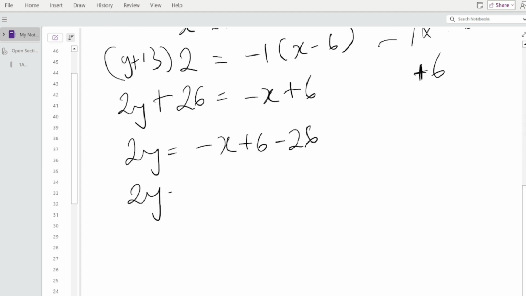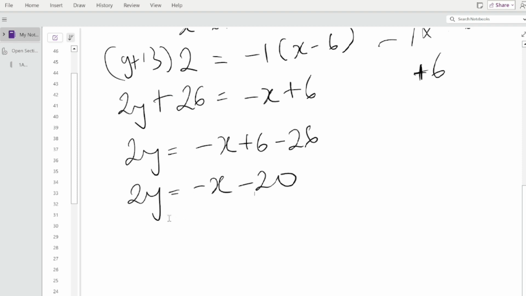So we have 2y equals -x, then plus 6 minus 26. You have 6 and you're owing 26. That means you're owing more than you have. So at the end, you'll still be owing, and you'll be owing less than you owed before, because you have 6, and by the time you pay back, you'll still be owing 20.